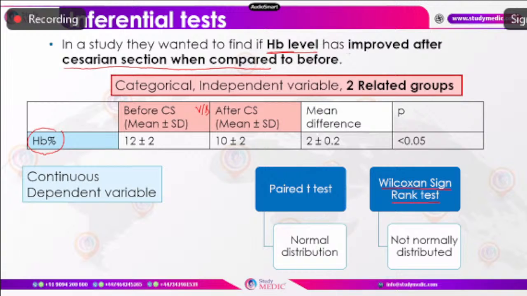So one can see here that the mean hemoglobin level has decreased after cesarean section, and the mean difference is on an average around 2, plus or minus 0.2 as the standard deviation, and the p-value after the test is less than 0.05. It indicates the finding is significant. That means hemoglobin level is significantly reduced after cesarean section. That can be our conclusion. And which test have we used? Paired t-test if this data was normally distributed, and Wilcoxon signed rank test if the data was not normally distributed.